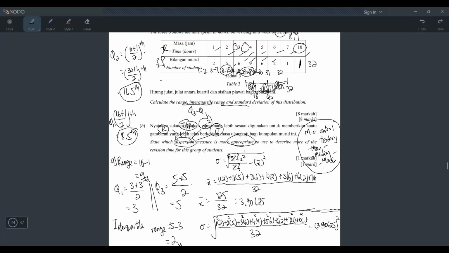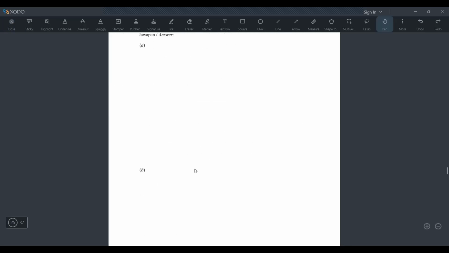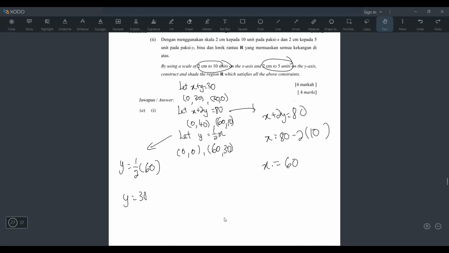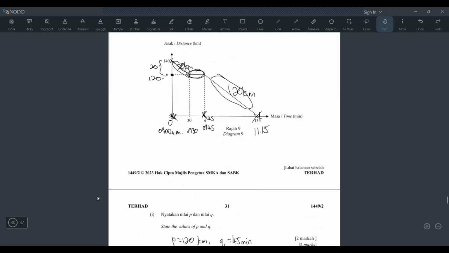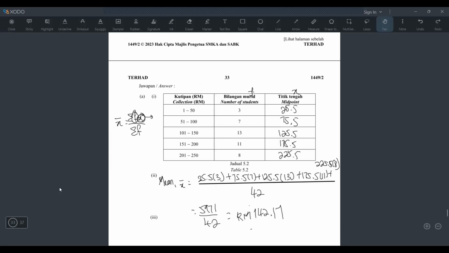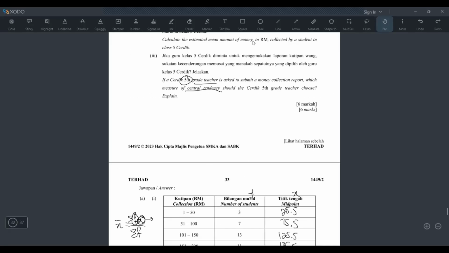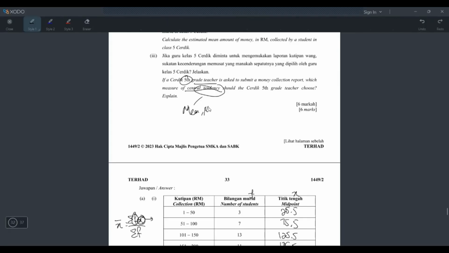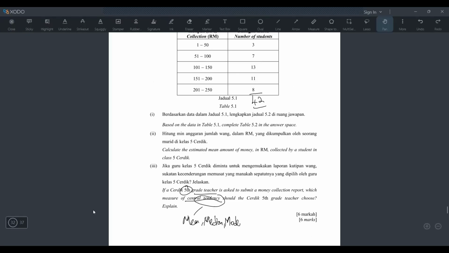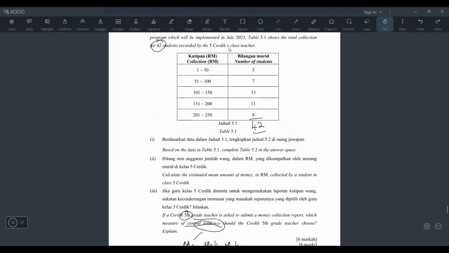So measures of dispersion got 4: range, interquartile range, variance, standard deviation. But measures of central tendency got mean, median, mode. So this time they ask you measures of central tendency or dispersion in question 17? They ask central tendency, right? So your answer should not be range, variance, interquartile range, standard deviation. It should be central tendency, so it's either mean, median, or mode. So this time my data is about collection of money, right? Collection of 42 students.